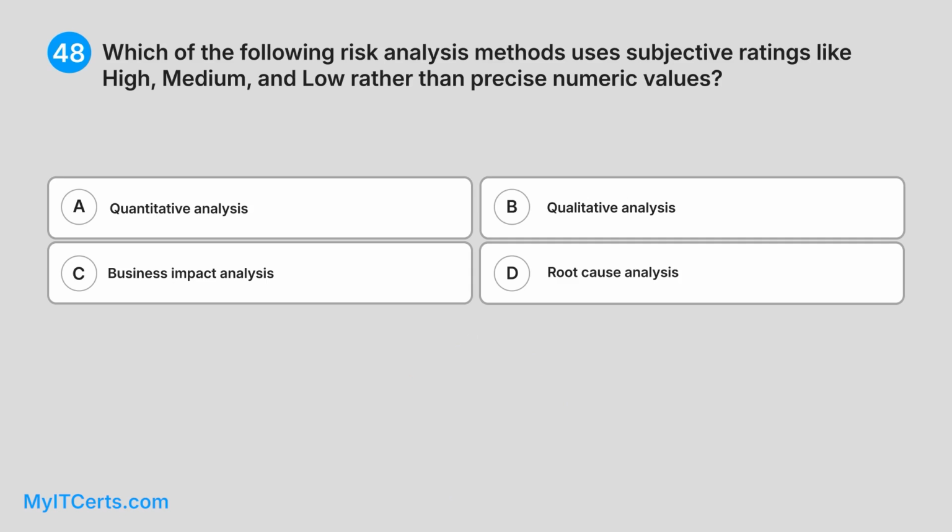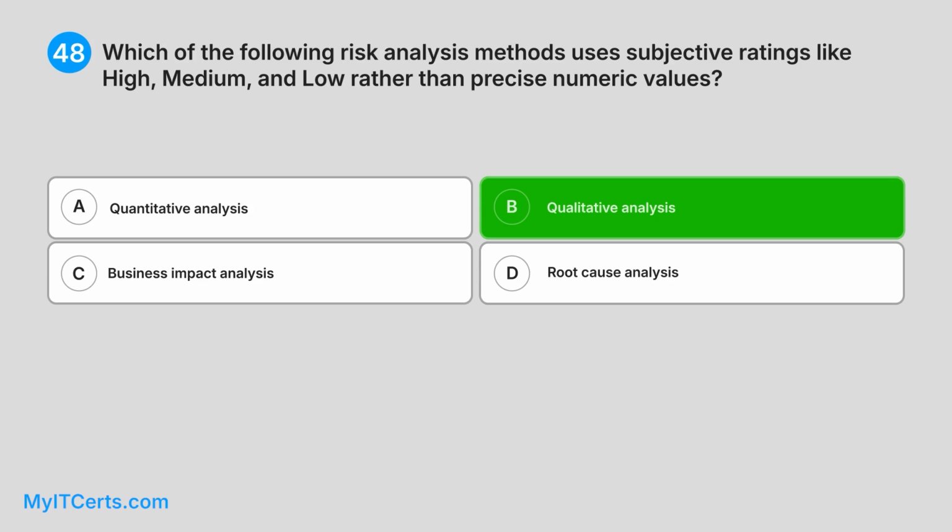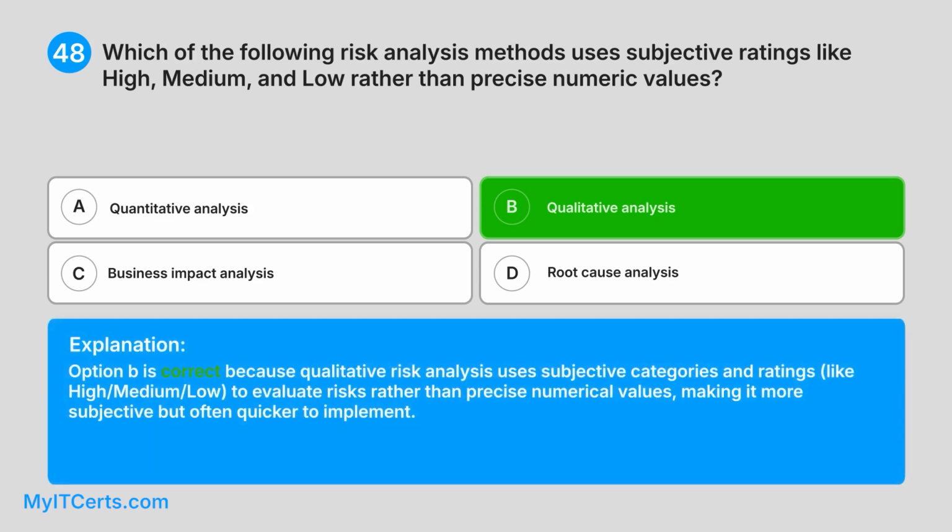Correct answer. B. Qualitative analysis. Explanation. Option B is correct because qualitative risk analysis uses subjective categories and ratings, like high/medium/low, to evaluate risks rather than precise numerical values, making it more subjective, but often quicker to implement.